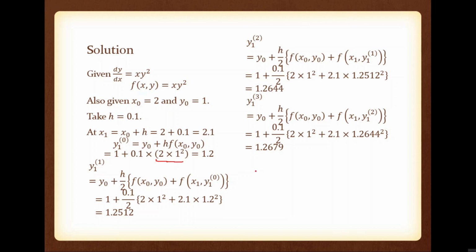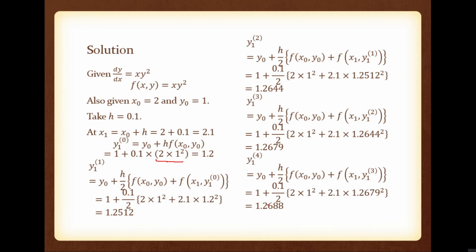So y1 of 4 is equal to 1.2688. So here for me, y1 of 4 is equal to y0 plus h by 2 into f of x0 comma y0 plus f of x1 comma y1 of 3, that is equal to 1 plus 0.1 divided by 2 into 2 plus 2.1 into 1.2679 square. So that is equal to 1.2688. Very good. So again it is not equal, so we have to continue.